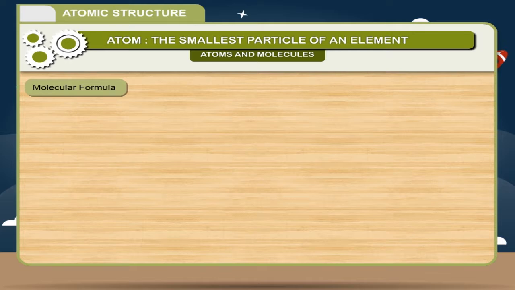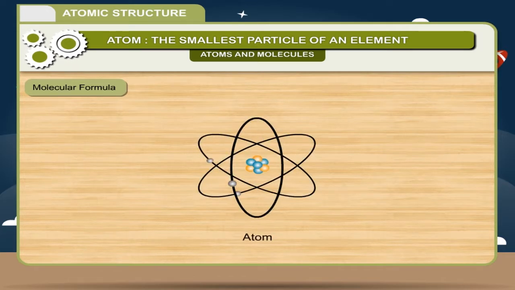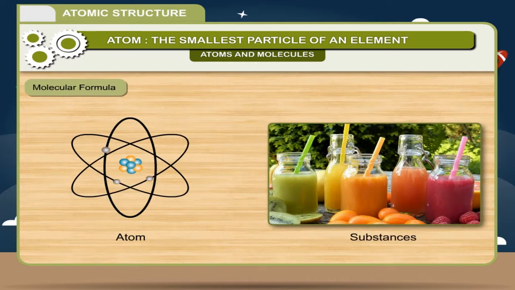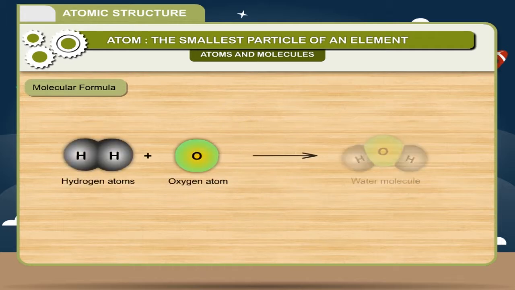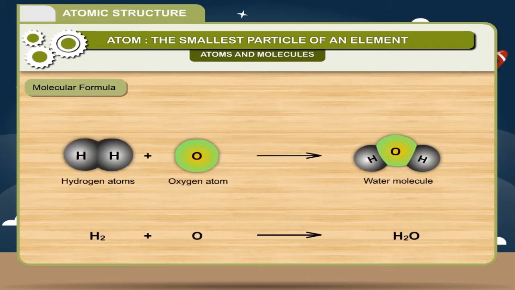Molecular formula. There are only just over 100 types of atoms, but there are millions and millions of different types of substances. This is because they are all made up of different types of molecules. Molecules are not only made up of different types of atoms, but also different ratios. Like in the figure above, a water molecule has 2 hydrogen atoms and 1 oxygen atom. This is written as H2O.